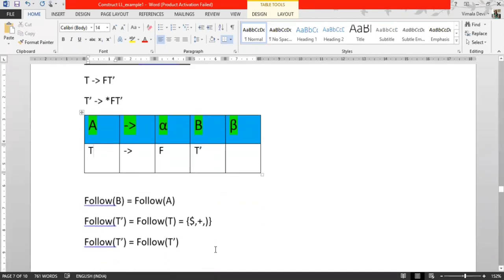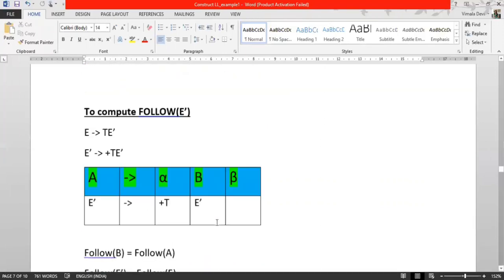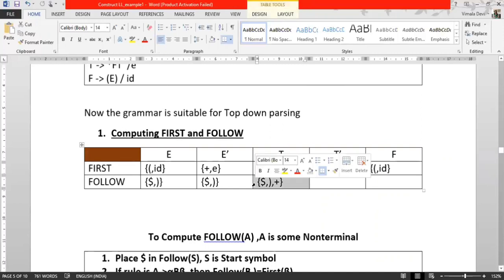parenthesis. Now let us consider the second rule, which is T' derives star F T'. Here also after T' there are no symbols following it. So follow of T' is equal to follow of T'. So there is no change in the identified symbol set. So follow of T' is also equal to follow of T, which is dollar, plus as well as the close parenthesis. Let us update that value in the table. So follow of T' is same as follow of T.